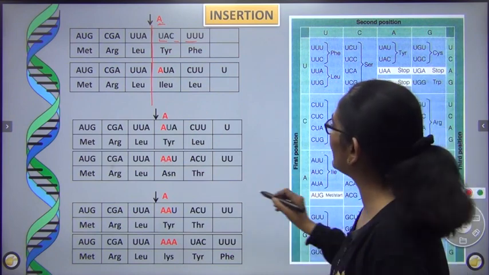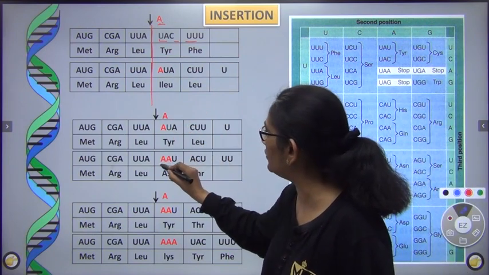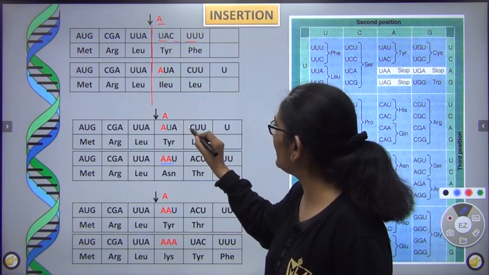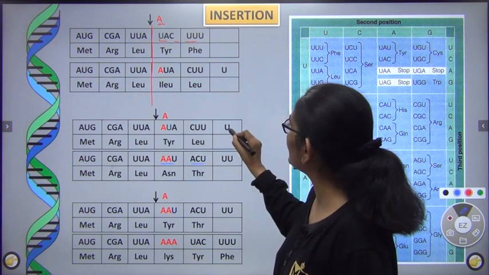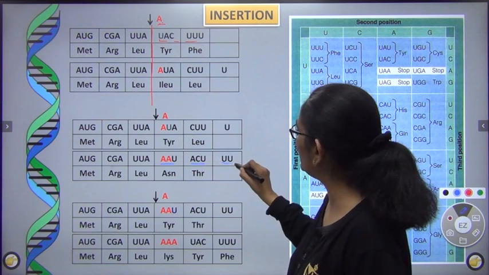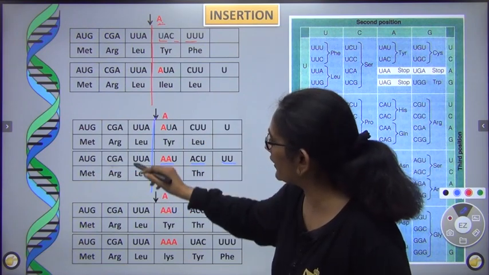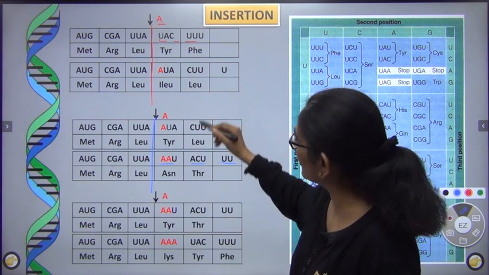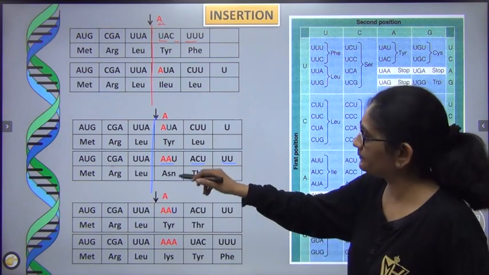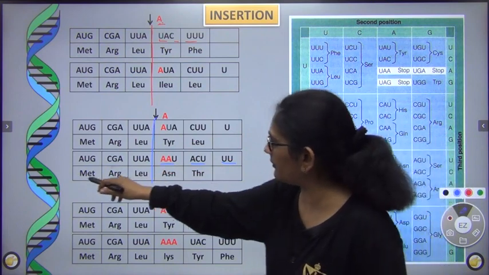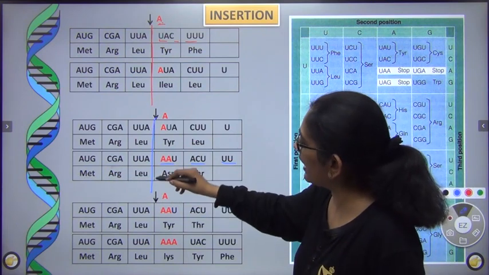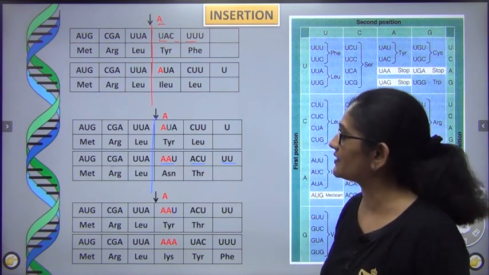The change will be something like this. Now it will become AAU, right? Now this will become ACU, and this U with this will form UU. Again, from the start till the point of insertion, the nucleotides are same and the corresponding amino acids are same, but after the point of insertion the amino acids have changed.